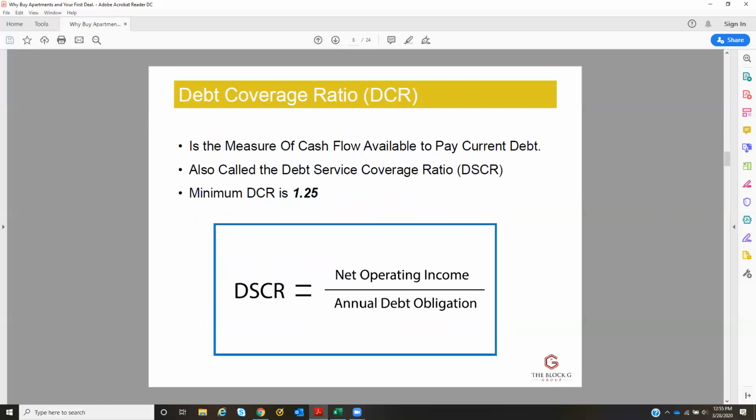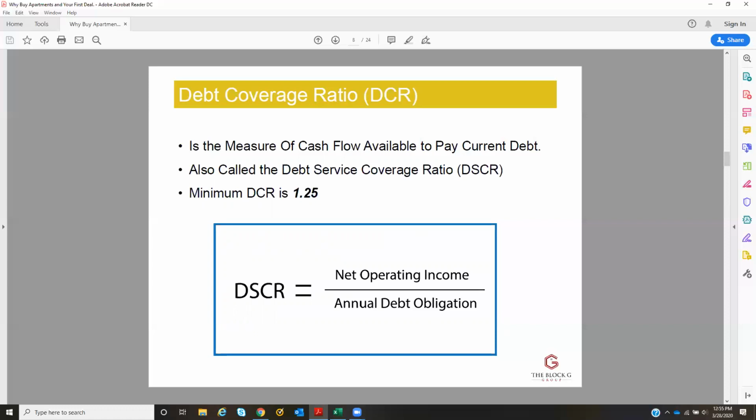All right, let's talk about another one, the DCR, which is the debt coverage ratio. This is a very important one. This is one of the first ones in the Trinity, the Holy Trinity, and I'll get to that in a second. The minimum here is 1.25. That has to be met. There's no bank in the world that's going to give you a loan if your debt coverage ratio is not a minimum of 1.25.